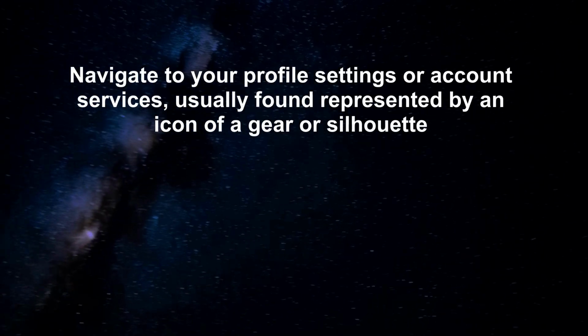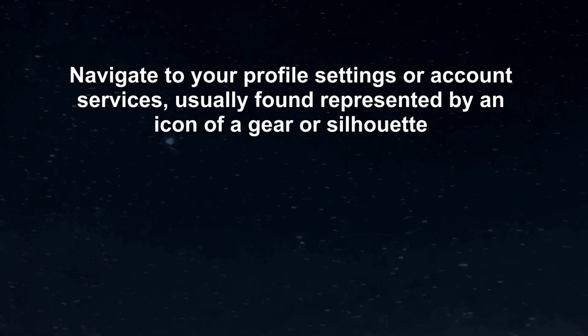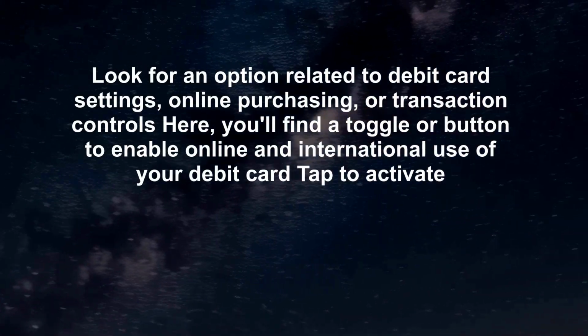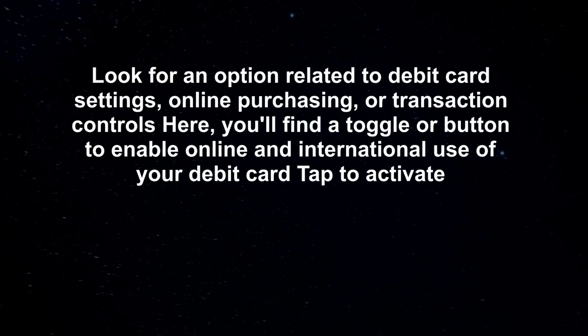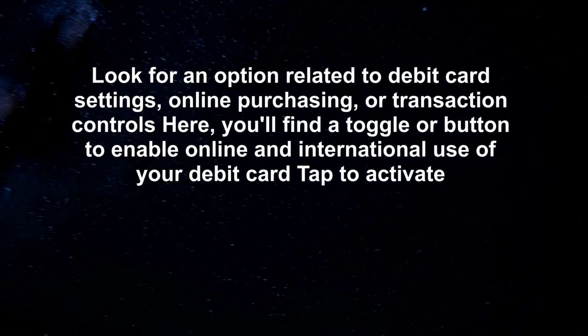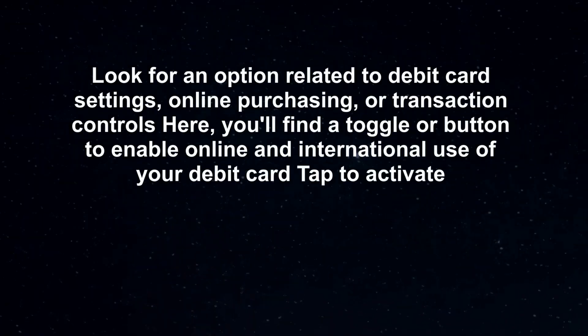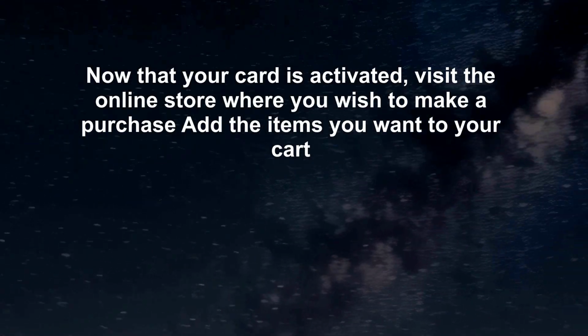Navigate to your profile settings or account services, usually represented by an icon of a gear or silhouette. Look for an option related to debit card settings, online purchasing, or transaction controls. Here, you'll find a toggle or button to enable online and international use of your debit card. Tap to activate.